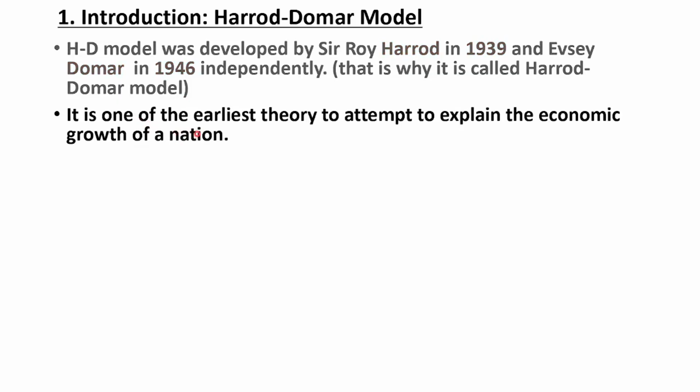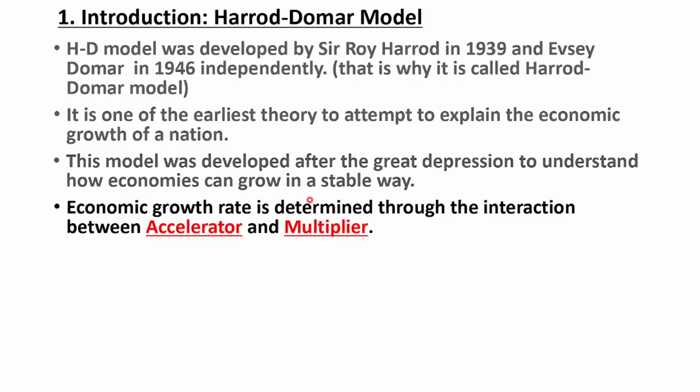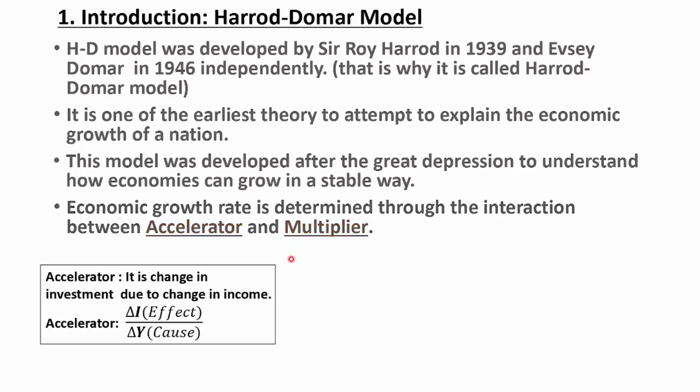It is one of the earliest theories to attempt to explain the economic growth of a nation. This model was developed after the Great Depression to understand how an economy can grow in a stable way. Economic growth rate is determined through the interaction between the accelerator and the multiplier. So what is the accelerator? The accelerator is the change in investment due to the change in income.